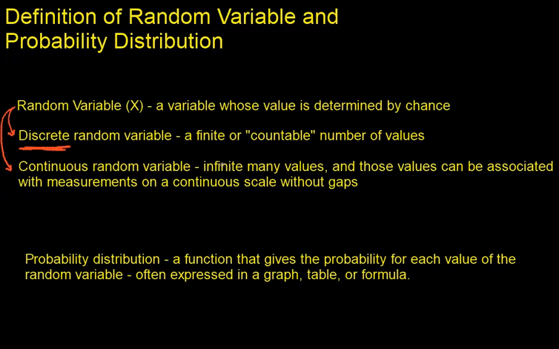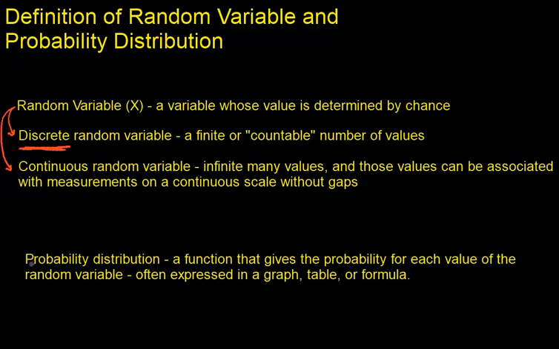A continuous random variable has infinitely many values and can be associated with measures on a continuous scale. So for example, the height of trees in a forest, right? We could measure those heights, and those heights would be continuous on the continuous scale.